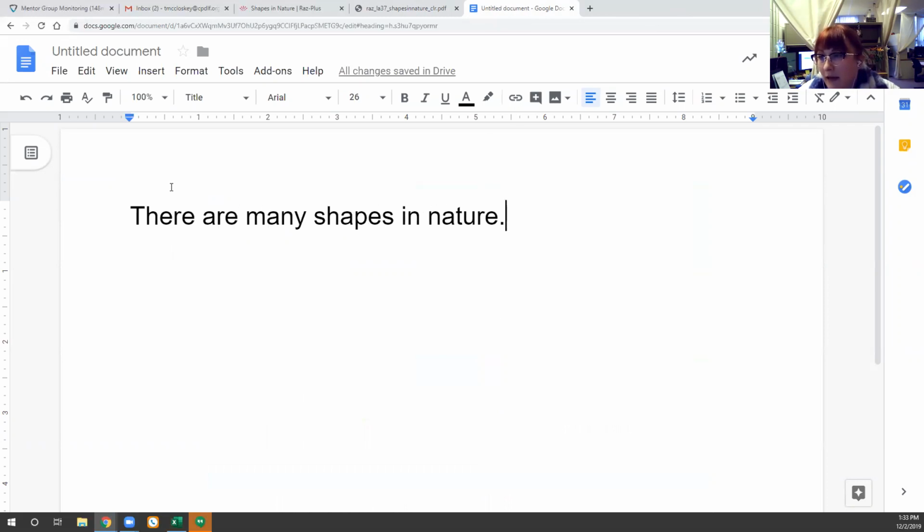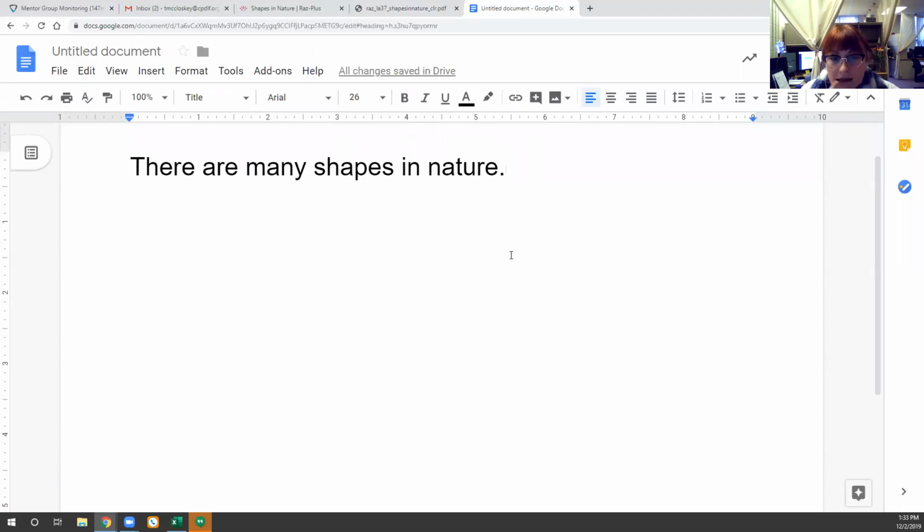There are many shapes in nature. Go ahead and read that with me. There are many shapes in nature. Now read it to yourself. Very good. Okay. So the main idea of this book is that there are many shapes in nature. And I know the book will have details that will help to explain this main idea. And the details are those extra little bits of information or descriptions that help us as the readers understand the main idea of the book.